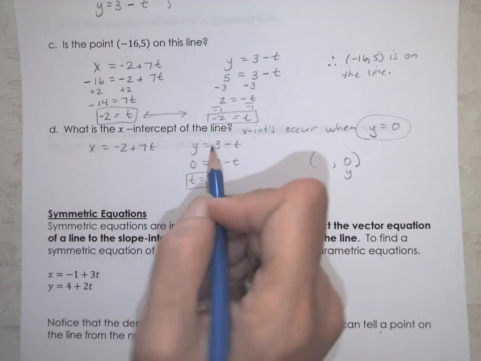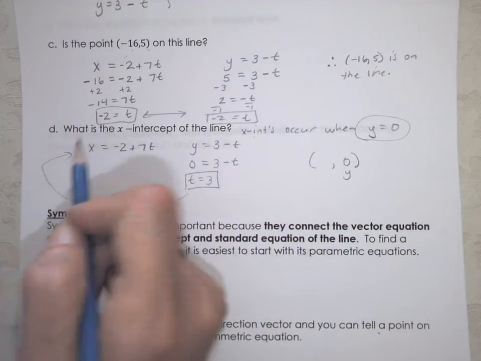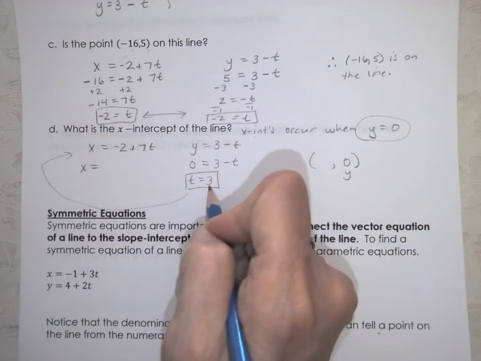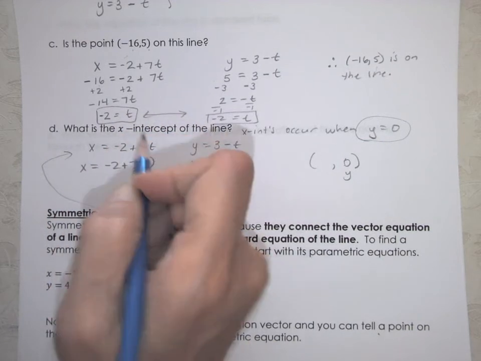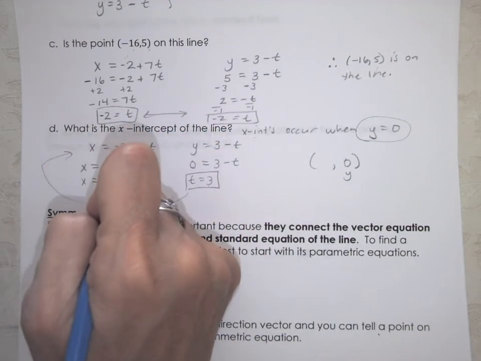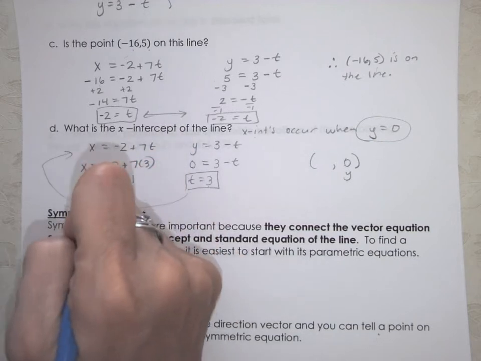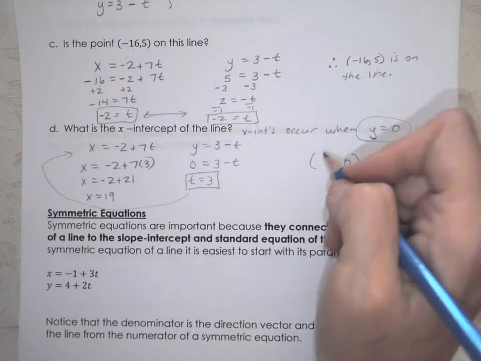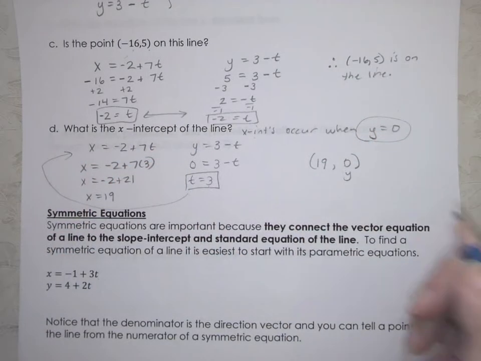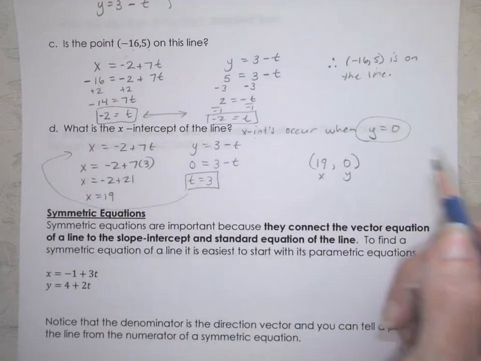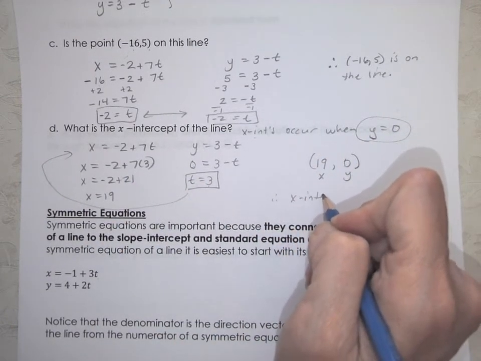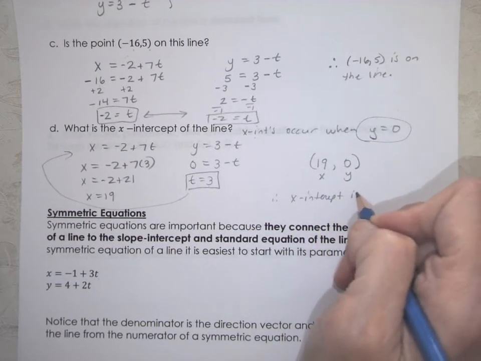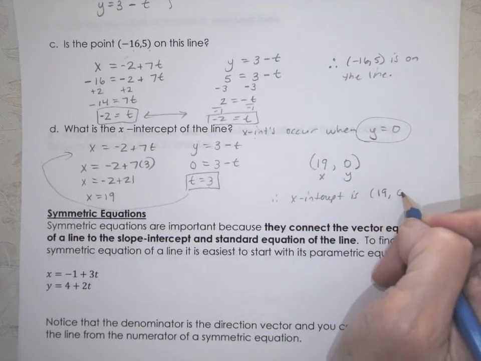So then I come over to my x parametric and sub in a t value of 3. And I get x is 19. So that means my x-intercept is (19, 0).